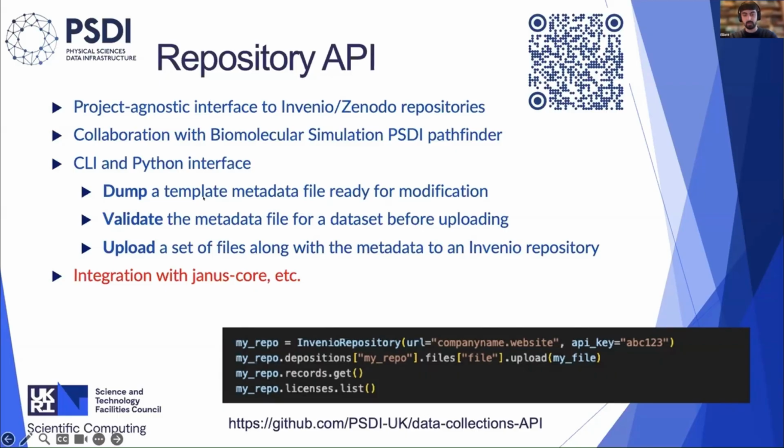Firstly, we can create a template metadata file with all of the information you might need. We can do validation of metadata files, so if you have your own, or if you customize the template, then you can check that it's still valid against the schema. And finally, we can upload this data, the metadata, along with relevant files, and create an item on the repository. Ultimately, as I said, this should be integrated into janus-core in the future once it's all finalized. Functionally, it's all there, but we're working on the final stages of documentation and testing.